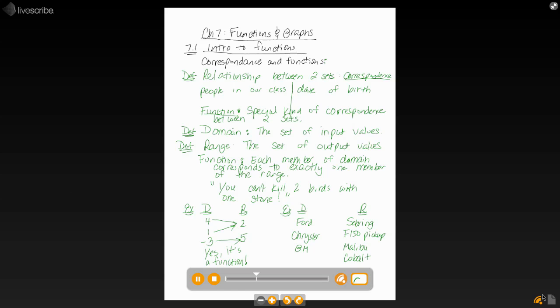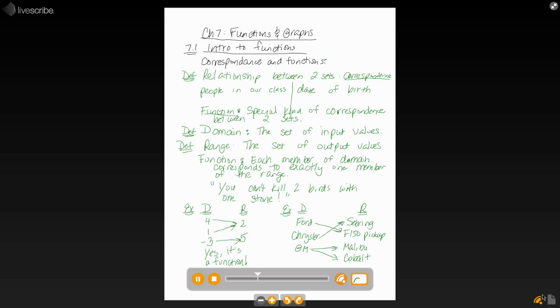Can somebody tell me what Ford corresponds to? F-150. Can somebody tell me what Chrysler corresponds to? And can somebody tell me what General Motors corresponds to? Both of those. Oh, see, you guys are good. Is this a function? No.